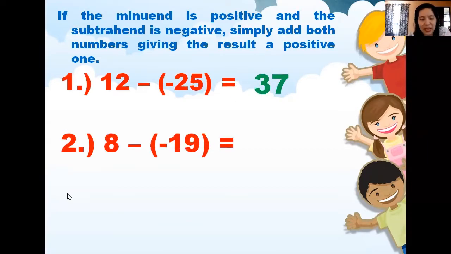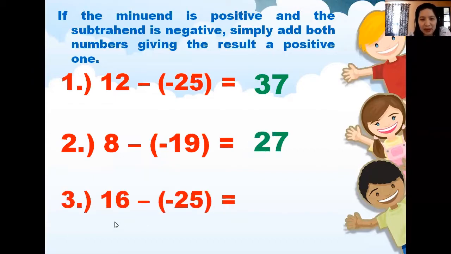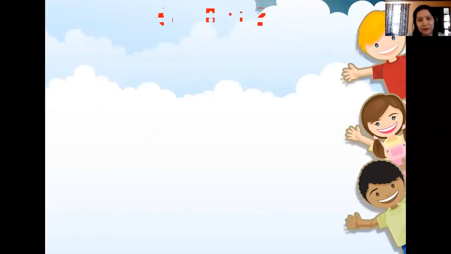Another example, 8 minus negative 19. I repeat, you add them and then the sign is positive and that is equal to 27. Third, 16 minus negative 25, you add and then the result is positive 41. All right, let's now proceed to another kind of example in subtraction.